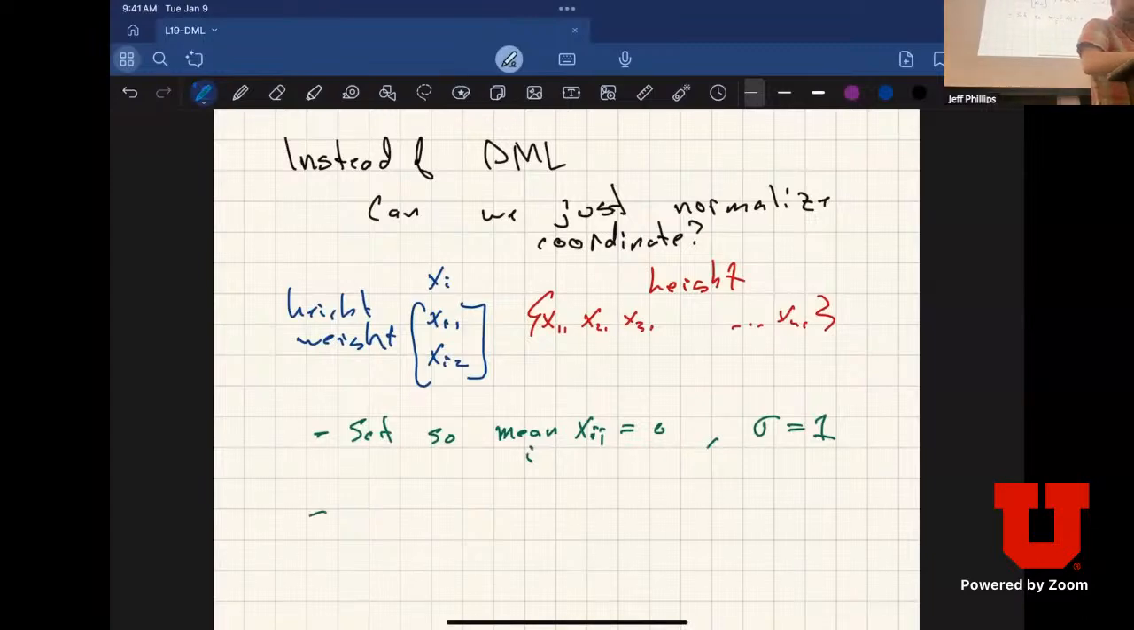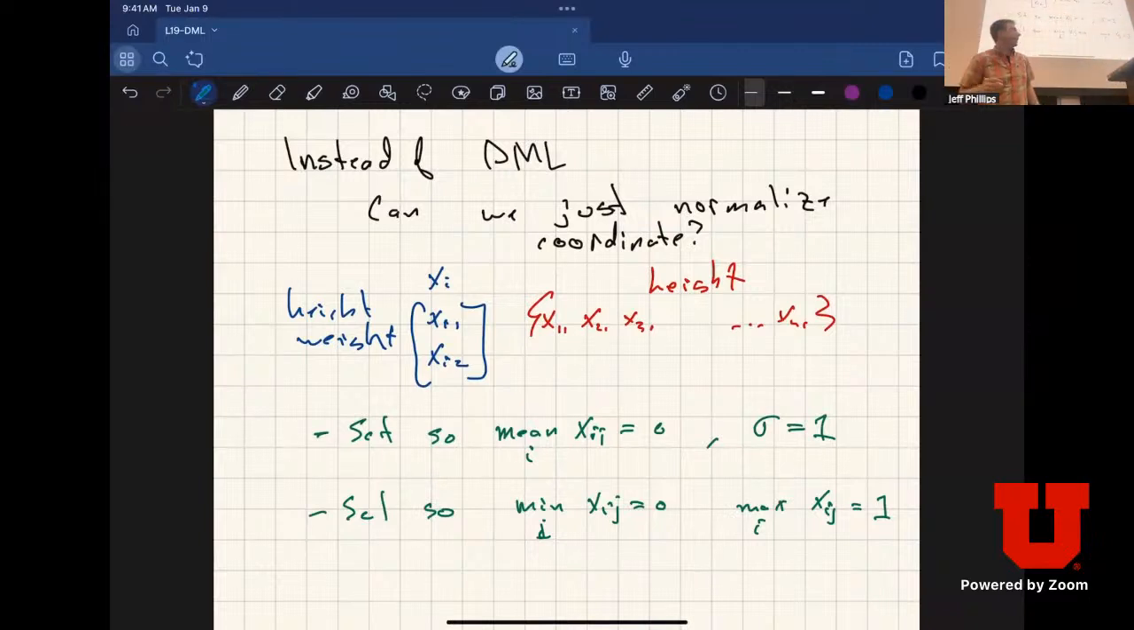And I could also set it so that the min over i of x_ij equals 0, and the max over i of x_ij is equal to 1. And this would be like 0, 1. I guess this would be min-max normalizing, and this would be kind of standardizing. These are two approaches you can do to put everything on the same scale before you measure a distance between points.